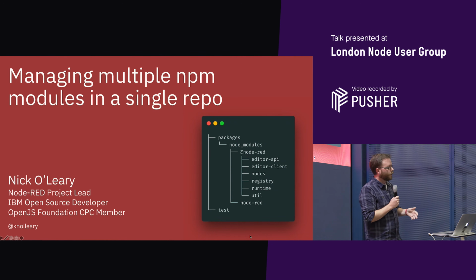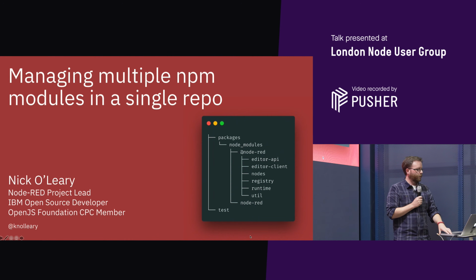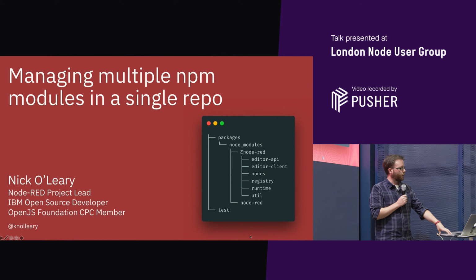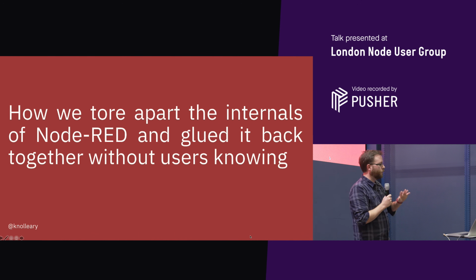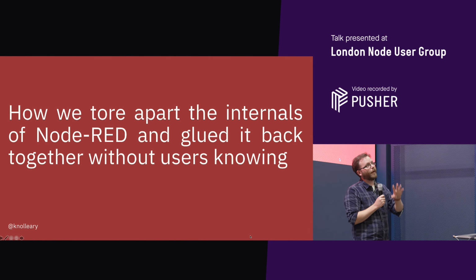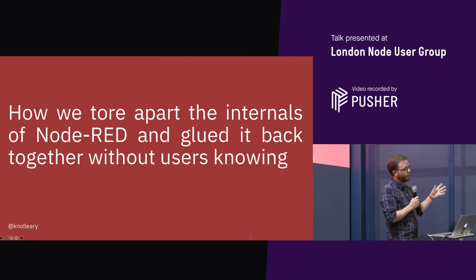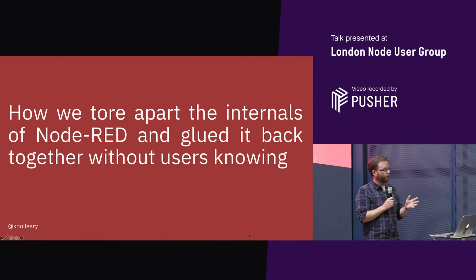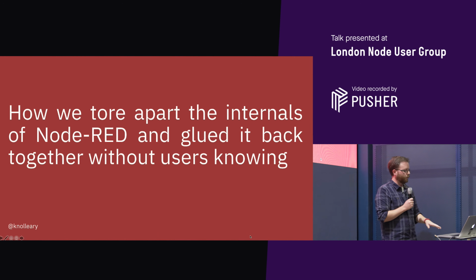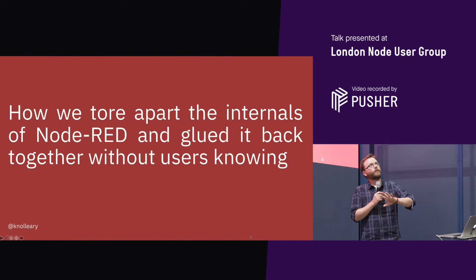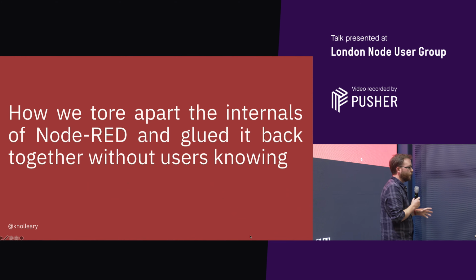So this talk is about Node-RED without being about Node-RED. It's about managing multiple NPM modules in a single repo. Really, it's about how we tore apart the internals of Node-RED and glued it all back together without users knowing. So we did all of this in a maintenance release, effectively, that, yeah, the entire guts were ripped apart and put back together, and no one noticed. Who has heard of Node-RED? A smattering of hands, that's always nice to see.